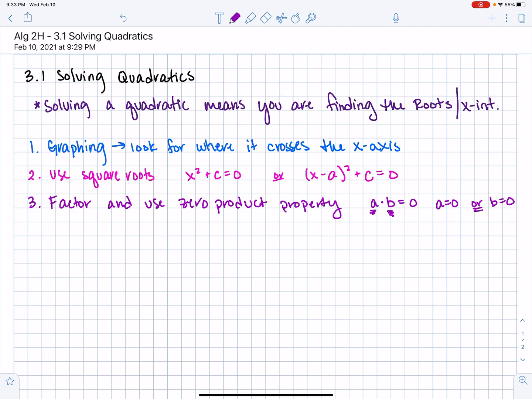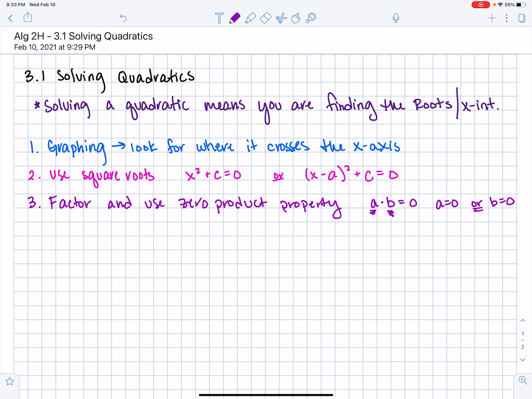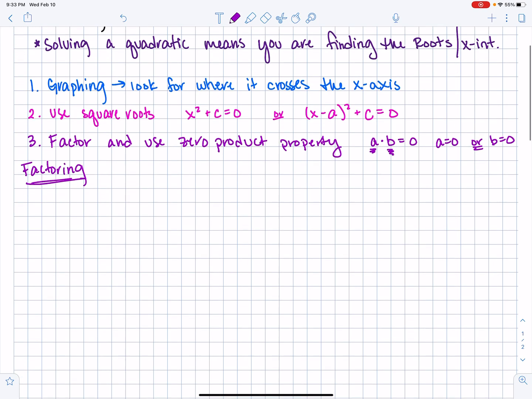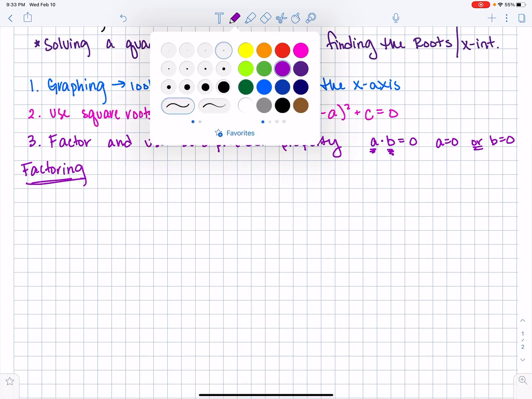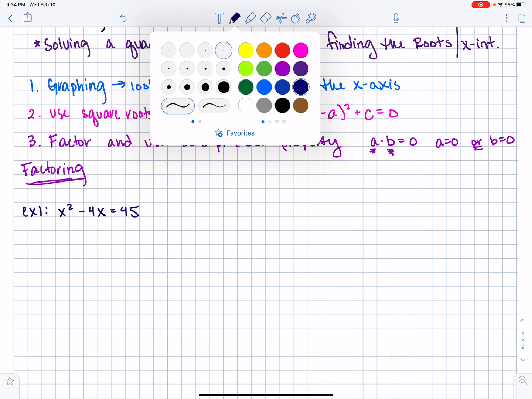So let's start here with factoring. I think that's the best place. We'll stay here. So we're talking about examples for factoring. We'll label it. We are going to be factoring. And our example number 1 is x squared minus 4x equals 45.